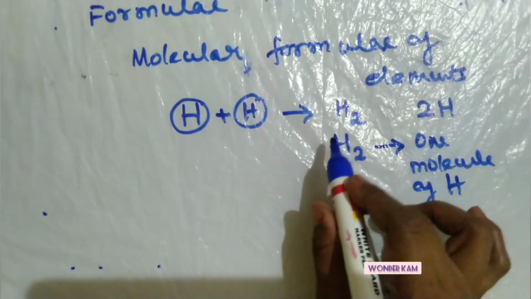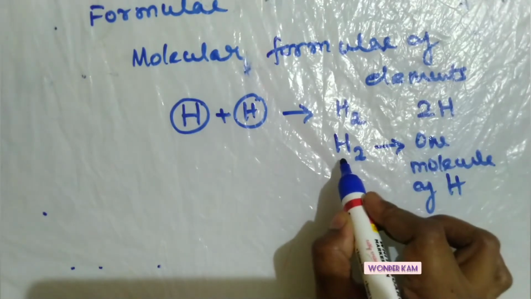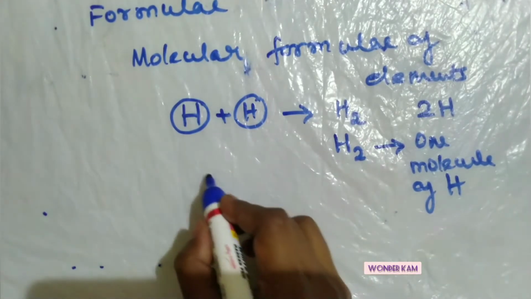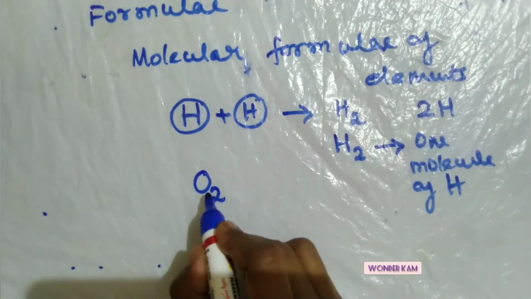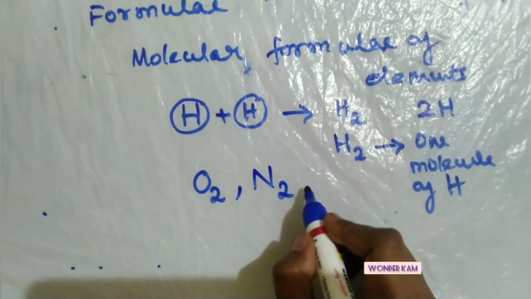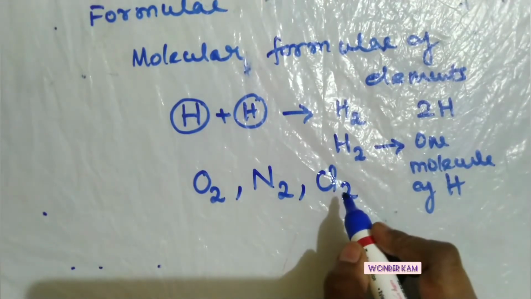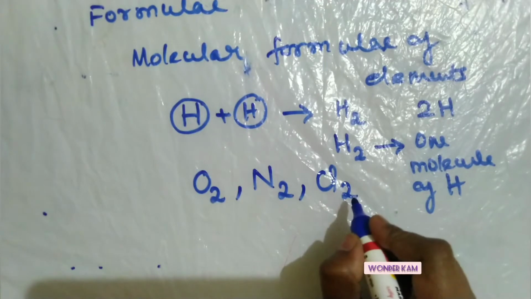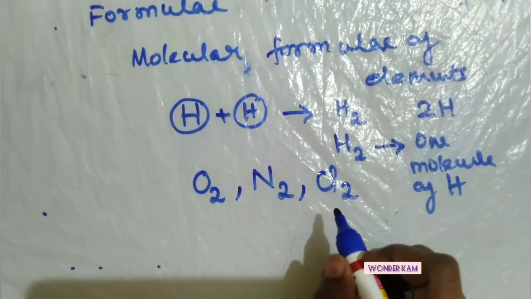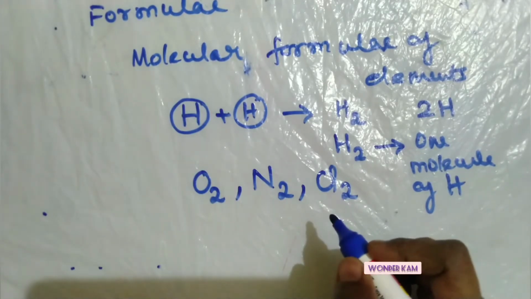Don't get confused. This molecule can't be represented as 2H. Always it will be represented as H2. Similarly, just like hydrogen, the oxygen molecule is represented as O2, nitrogen molecule as N2. Chlorine is also a gas, so it is also diatomic, meaning two atoms form one molecule, Cl2. You should know that. It will be helpful when you write equations.